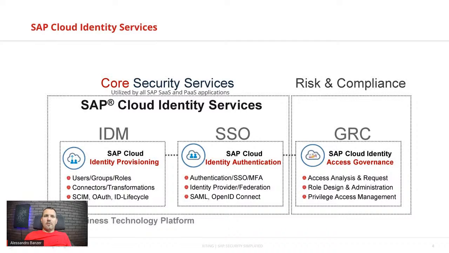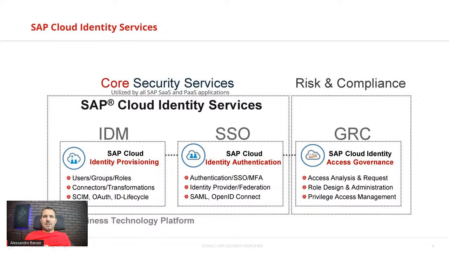IAG is part of the Cloud Identity Services, or works very closely with the Cloud Identity Services. We commonly refer to them as IAS and IPS. That's the Identity Authentication Service, as well as the Identity Provisioning Service. What do those services do?